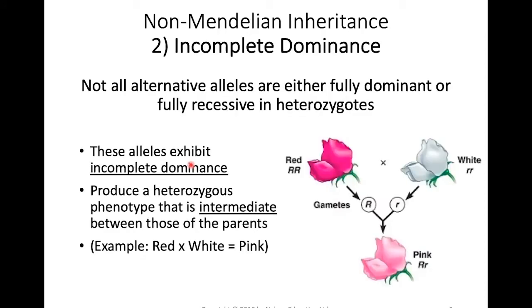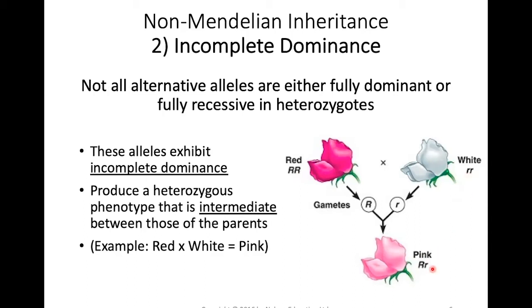Now, the second non-Mendelian inheritance pattern we're going to take a look at is incomplete dominance. Okay, so last week we looked at complete dominance, where you had two alleles, a dominant allele and a recessive allele. Now, with incomplete dominance, you have alleles that are not fully dominant or fully recessive in their heterozygotes. With incomplete dominance, the alleles are equally expressed, and as a result, there's an intermediate that is formed by the heterozygous genotype.